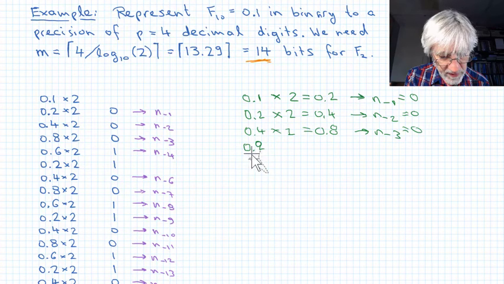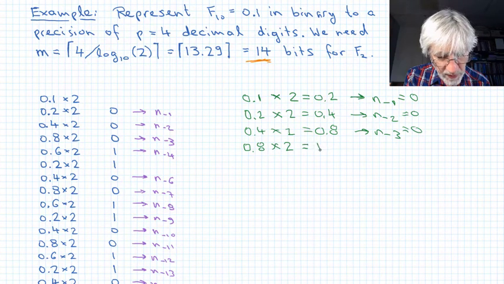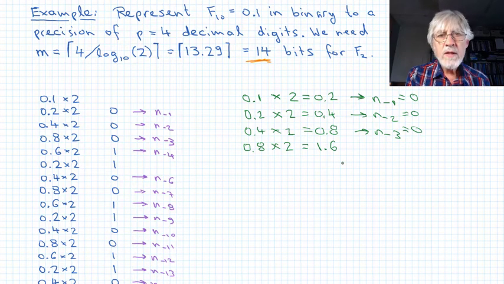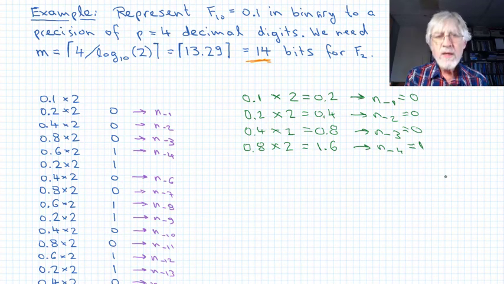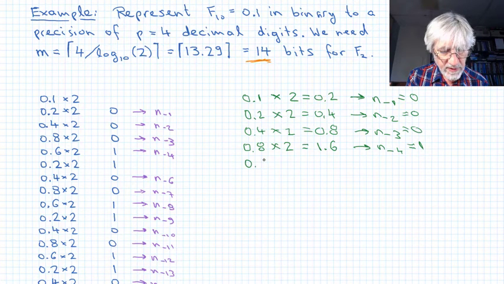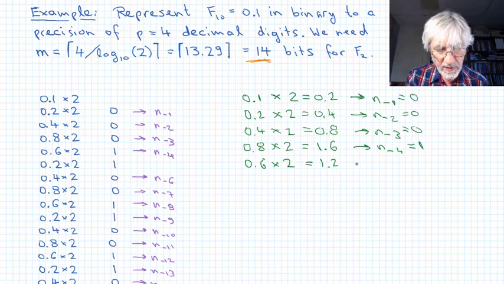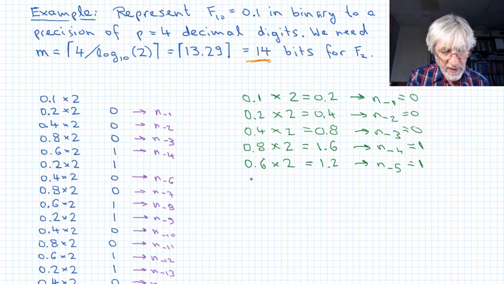Let's rewrite that here. So we take 0.8 times 2. That gives us 1.6. So now we have an integer part which will go into n sub minus 4 equal to 1. And we have a fractional part, 0.6, that we use to continue our computation. So now we have 0.6 times 2, that's equal to 1.2. So that means n sub minus 5 is going to be equal to 1. And 0.2 is the fractional part with which we continue.